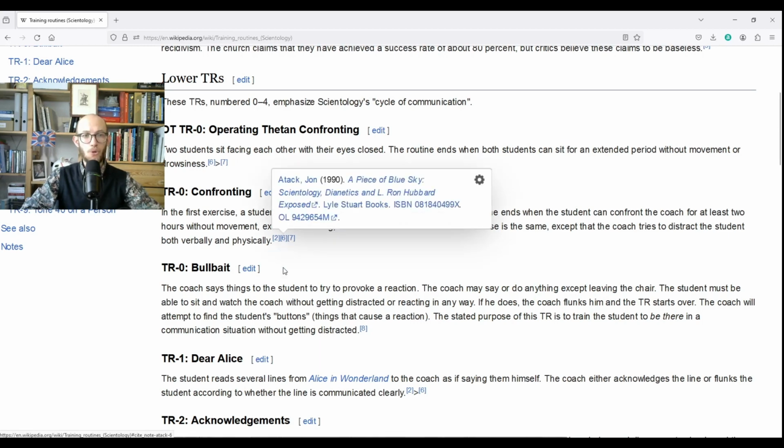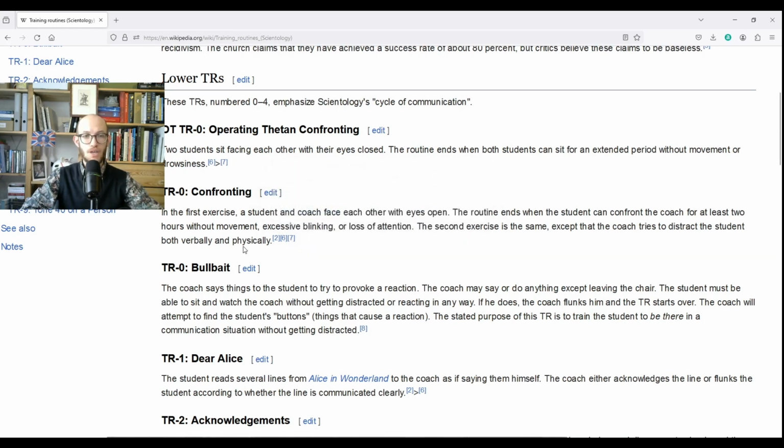This part would be the bullbait, which comes a little bit later. So you do the same thing as OT TR0, but you have your eyes open. You cannot blink too much. You're allowed to have a regular amount of blinking, that's fine, but you're not allowed to blink too much. You're not allowed to look away, and you have to look at the person in the face, ideally in the eyes. What I always did, I always looked right here in between. I never fixated on one of the eyes.